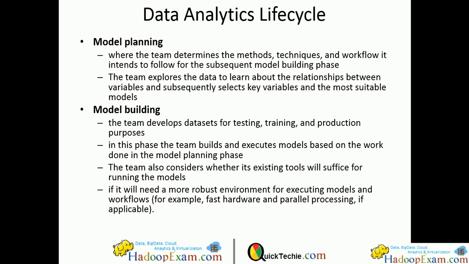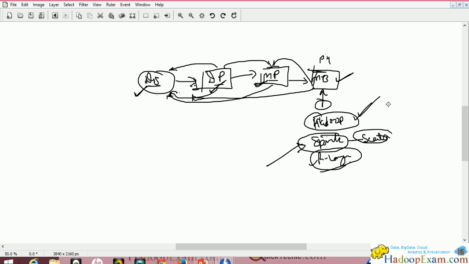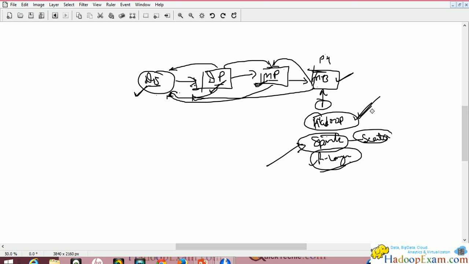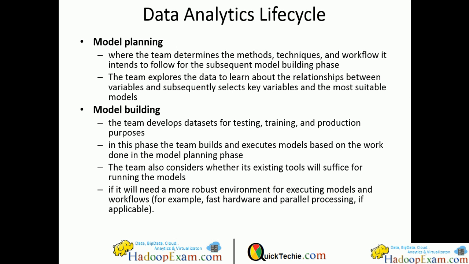Now if it needs a more robust environment, it depends on what kind of environment you have in your infrastructure. If Hadoop is there, then it is the best thing for big data problem solving. For example, fast hardware and parallel processing. The Hadoop framework supports parallel processing, and similarly Spark supports it, but this needs cluster infrastructure. They need massive computer systems to solve your parallelism if your data is so huge.